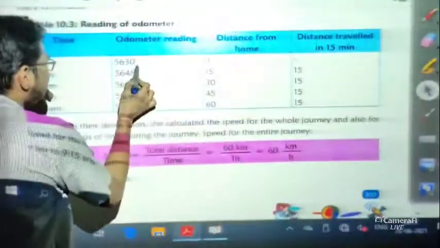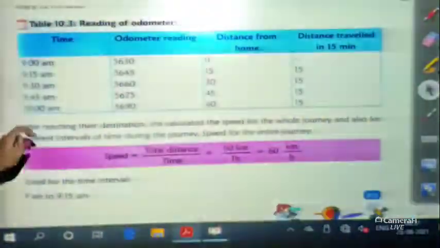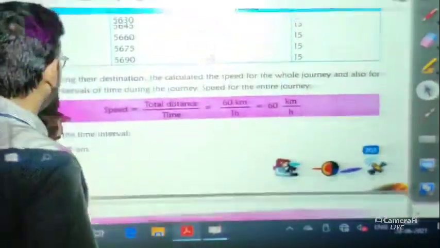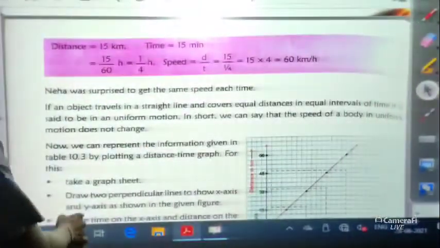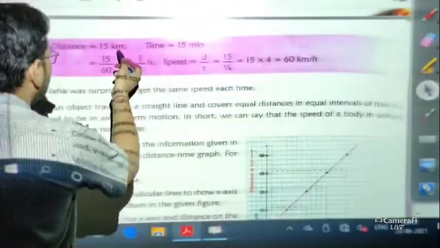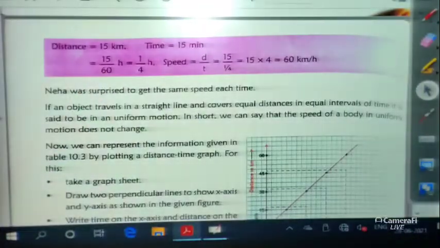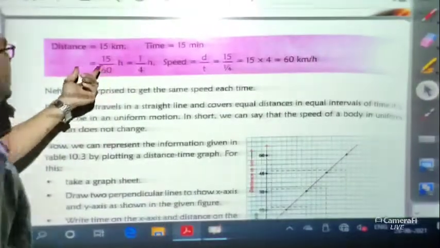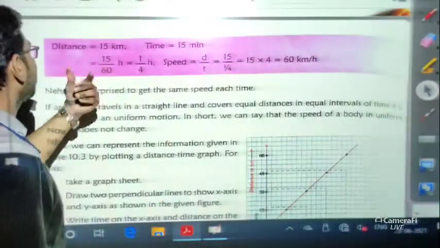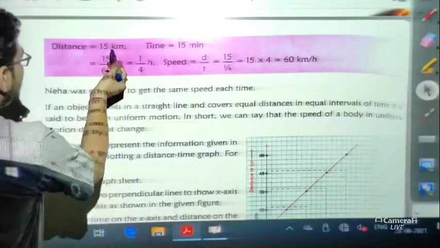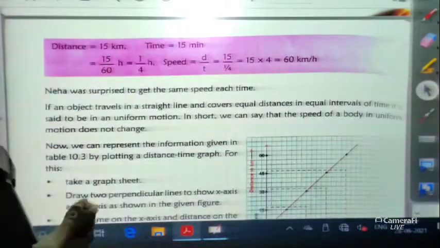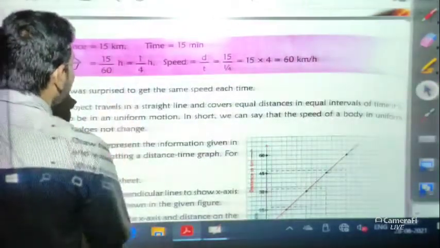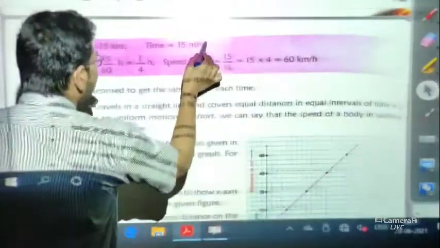You can see here the distance is 15 and the time is also 15. Just have a look. Distance is 15 kilometer, time is 15 minute. So we can easily find out the speed. Speed is equal to distance divided by time. So 15 by 60. Now you may ask me why it is 60. So just have a look.